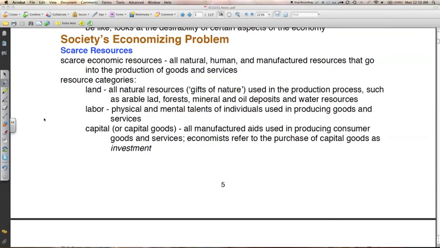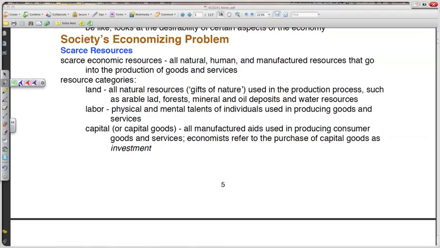Society's economizing problem: our scarce economic resources. Now we're going to go into more detail about what limited resources we're actually referring to. We have four resource categories. The first one is land. So all natural resources, think about it as gifts of nature, Mother Nature: trees, sand, oil, water. All of these things are considered land or land resources.